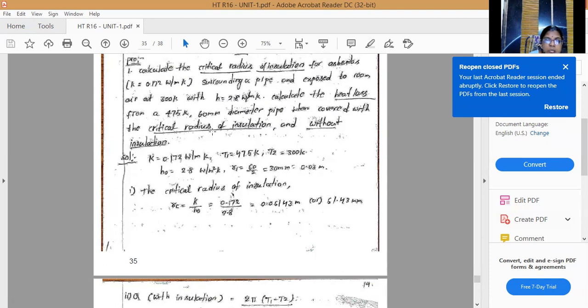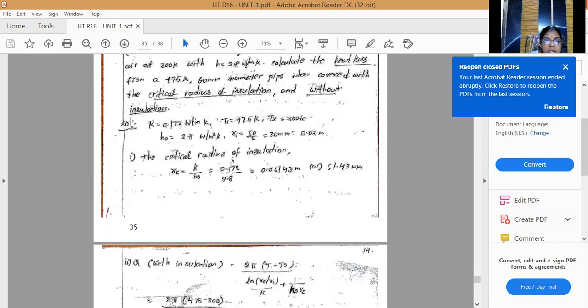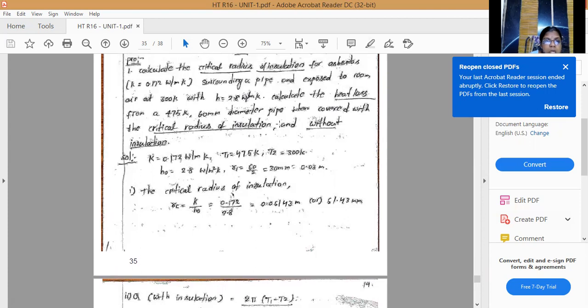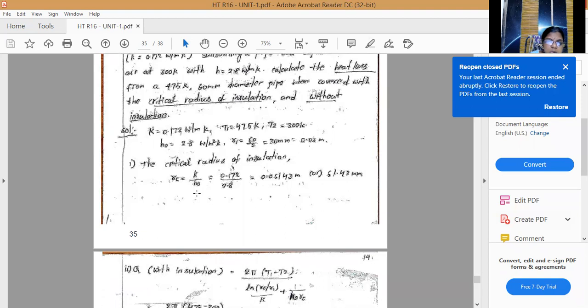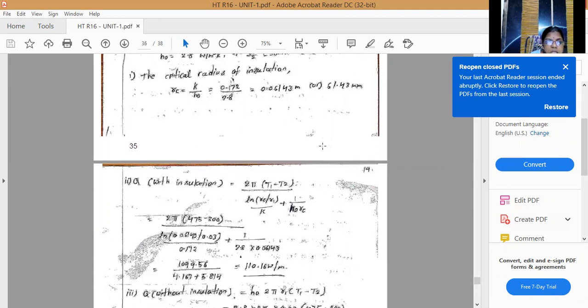First of all, you have to observe one thing. Thermal conductivity is given. What is the given data? T1 is equal to 475 and T2 is equal to 300 Kelvin. The pipe is exposed to room air at 300 Kelvin, so the surrounding temperature is T2, with heat transfer coefficient h, and T1 is used for the heat loss. He has given the diameter, so R1 is equal to D by 2. The critical radius of insulation Rc is equal to K by h naught for a cylinder. Put in the values, and this is the critical radius of insulation for the cylinder.